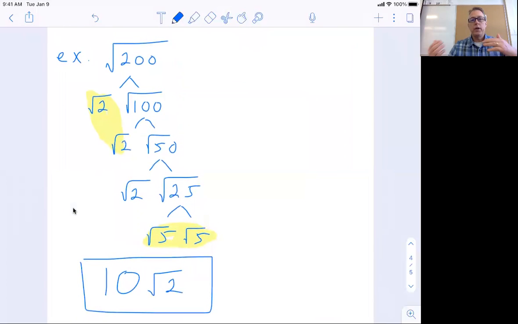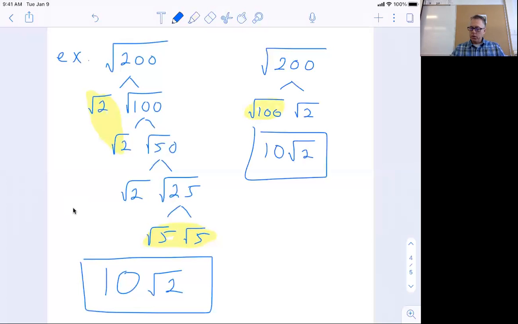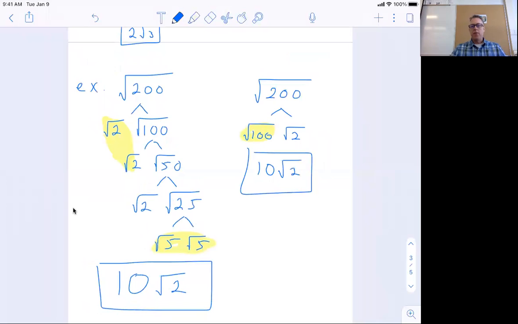Now we also could do it the other way where we're looking for perfect squares. And so, if you just realize, hey, 100 is a perfect square, and I could write that as root 100 times root 2, and the square root of 100 is 10, well, then that's just 10 root 2. Same answer, less work. And it doesn't matter to me which way you do it, guys. Obviously, the one on the right is quicker if you know your perfect squares.